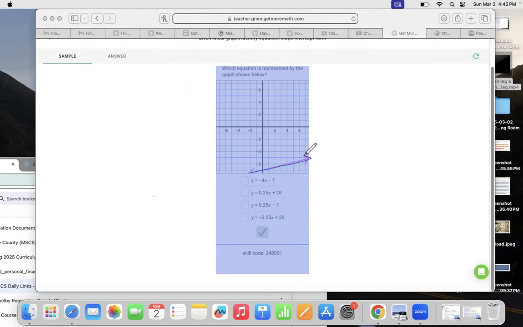This one's going positive. So it means D is out and A is out. It's crossing down here at -7. So my answer has to be this one. Okay. And again, it's going up 1 over 4. So when I go up 1 over 4, that simplifies to be 1/4, like a quarter of a dollar, right? So 0.25. Or you can do 1 divided by 4 in your calculator if you don't know that.